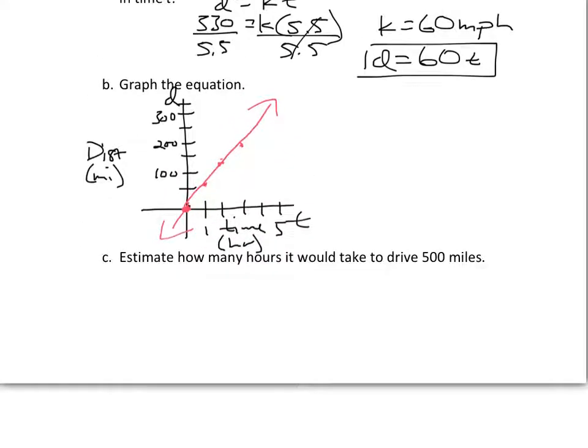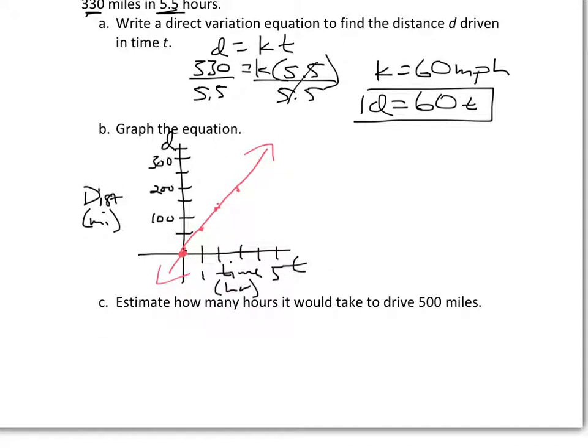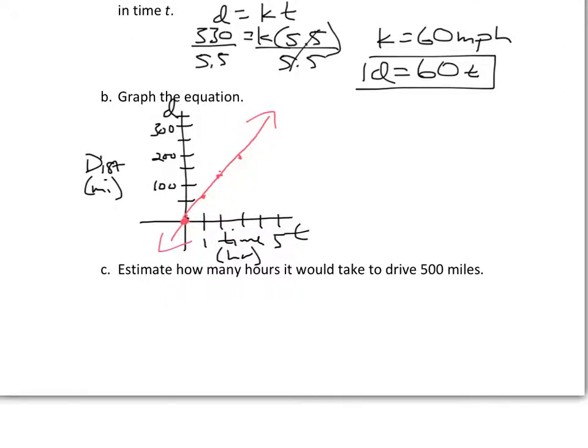And we're going to estimate how many hours it would take to drive 500 miles. So we're going to go back to our equation for this. d equals 60t. Okay? I give you 500 miles. So am I going to plug that in for distance or am I going to plug it in for time? I'm talking to myself. But that's obviously a distance, right? Miles is a distance, not a time. So I'm going to plug that in for d.